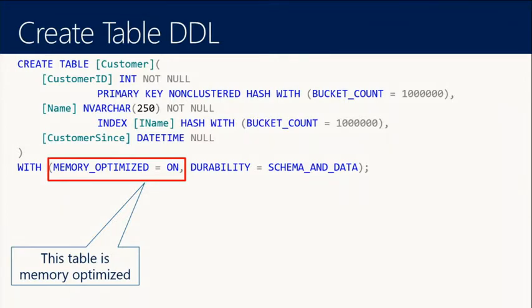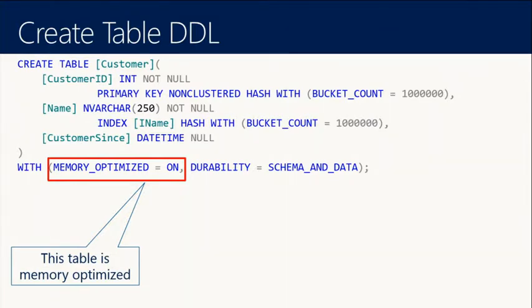So first off, you specify that the table is memory optimized through this keyword, memory optimized. You say memory optimized equals on for your table. By specifying this, you say this table is memory optimized. So it is, for example, not possible to change a table to be memory optimized. Now you need to specify when you create the table that it is going to be memory optimized. It's a create time option for your table.